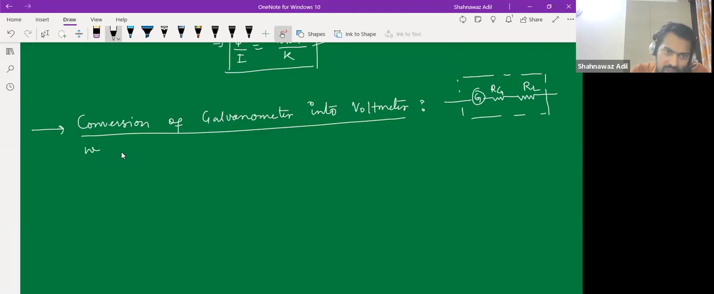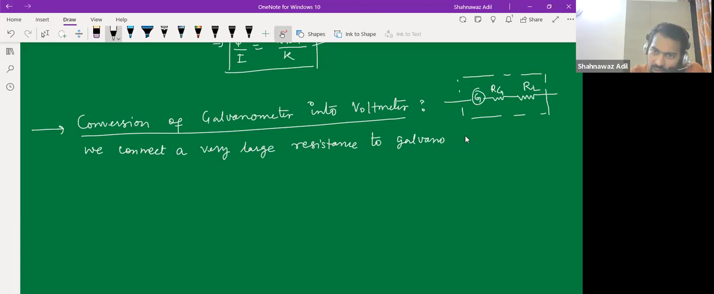So we connect a very large resistance to the galvanometer to make a good voltmeter, right? So this is how we make a voltmeter.